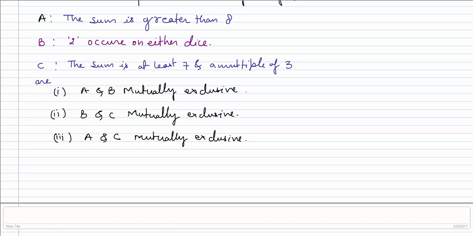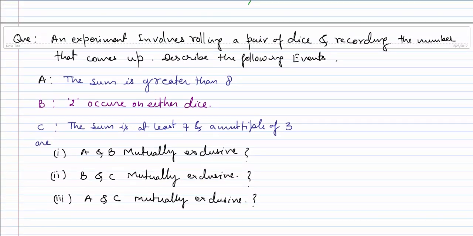Exclusive. So we have these three questions. Question 1, question number 2, question number 3. So what do you think? First solve your own, then see the solution.